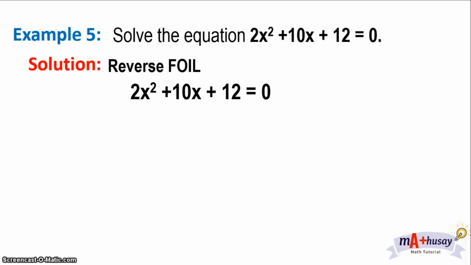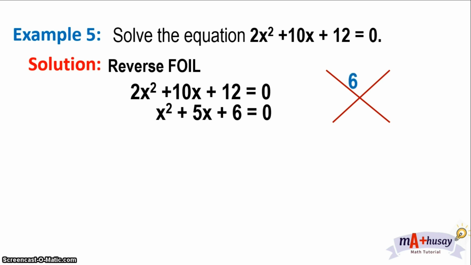So to factor this, kailangan muna nating i-divide both sides of the equation by the value of A, which is 2. So kapag i-divide natin siya by 2, you will have x squared plus 5x plus 6 equals 0. Now, we have a reduced equation, mas simple at mas madaling i-factor. Now, we have to think of factors ng 6 na kung saan kapag in-add natin, dapat makuha natin yung middle term which is 5.